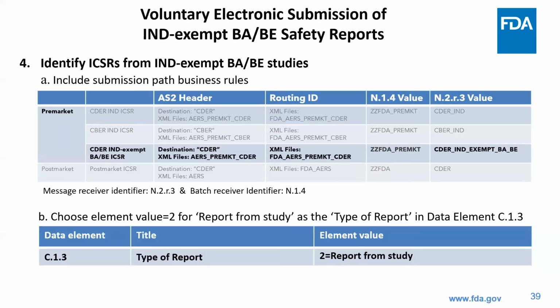And these business rules are created, first of all, to differentiate between pre and post-market ICSRs, second of all, to ensure pre-market safety reports are not published publicly, and lastly, to make IND-exempt BABE safety reports available to the OGD reviewers. In addition to complying with the submission path business rules, it's important to select type of report in data element C13 as 2 to indicate that this is a report from study.